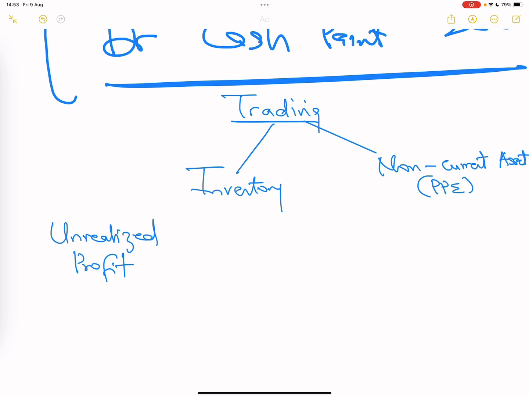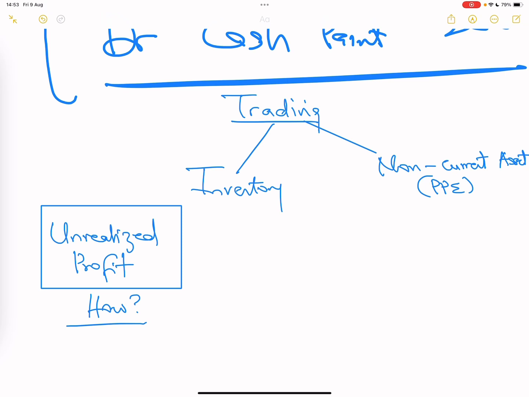Because remember, we said all intra-company transactions must be eliminated. This is an example of an intra-company transaction. And what is usually eliminated is the unrealized profit. That is the popular item that must be eliminated. The question is how? How do you calculate your unrealized profit?